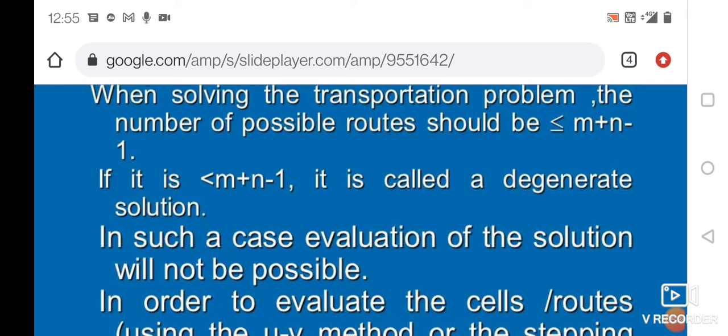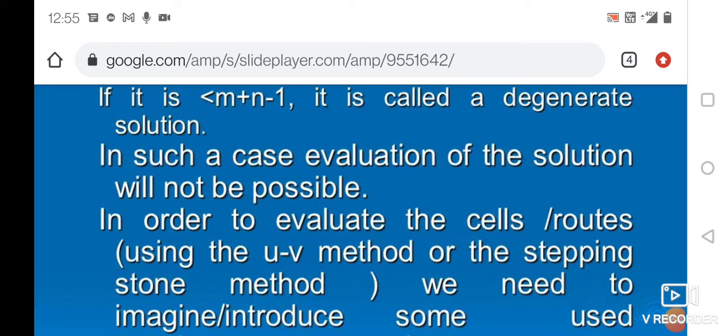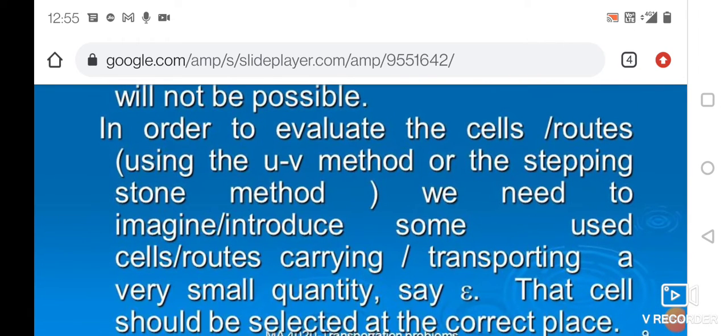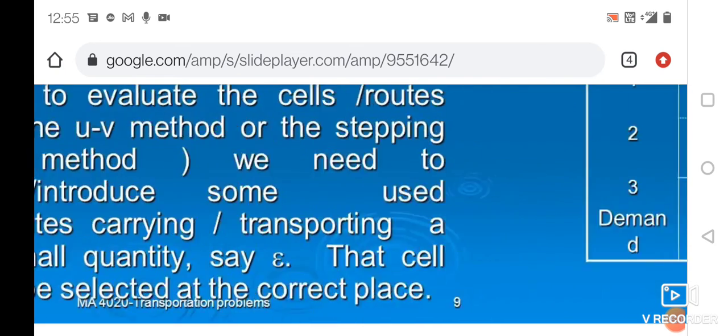In such a case, evaluation of the solution will not be possible. In order to evaluate the cells, meaning routes, using the u minus v method or the stepping stone method, we need to introduce some dummy cells carrying or transporting a very small quantity. That cell should be selected at the correct place.